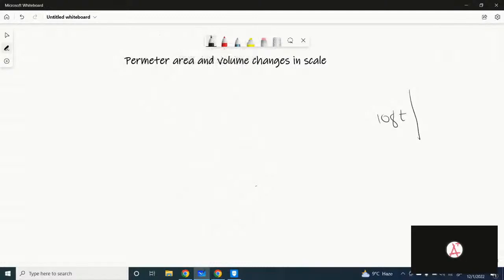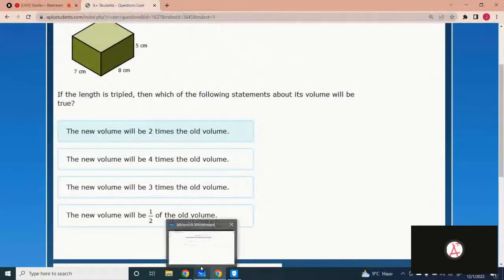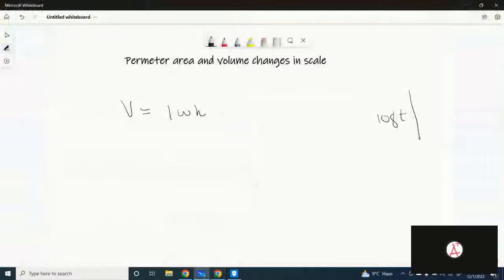The volume of the rectangular prism is length times width times height. Let me just read it again. The length is tripled. Not all the sides, just the length is tripled. Now the new L would be 3L. So it would be 3L, W and H. So it would be 3 times length times width times height.